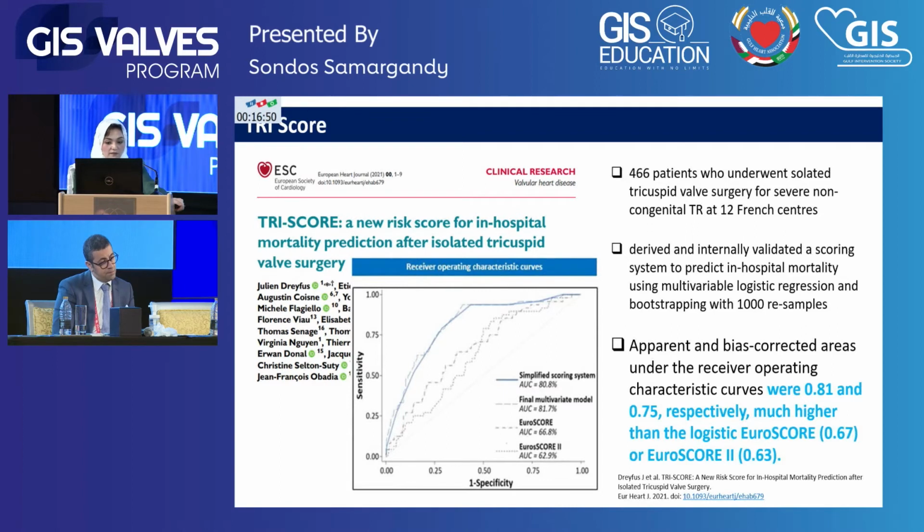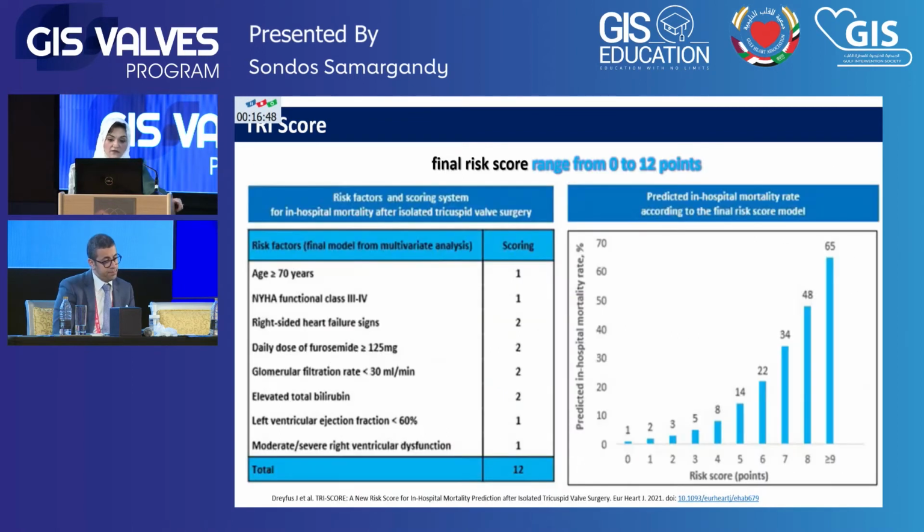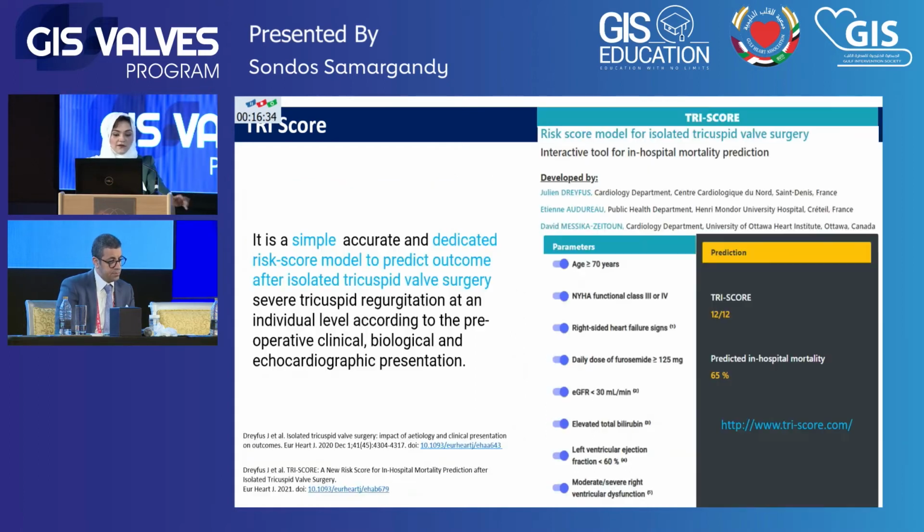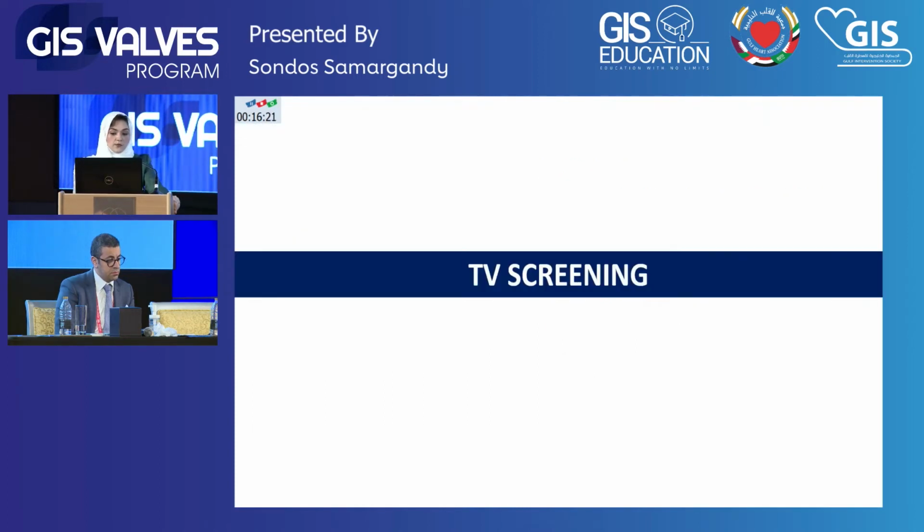It's not very popular, but you can give it a try. It looks at the risk factors of the patient in terms of age, symptoms, right-sided situation, and the kidneys. I cannot emphasize the kidneys enough, because the worse the kidney situation, the worse the volume status of the patient, and the worse the outcome you will have. Then you can put it in and blot it, and you get a TRI-SCORE for the patient, which can predict in-hospital mortality. This was basically designed for surgery, but you can also use it for the percutaneous approach.